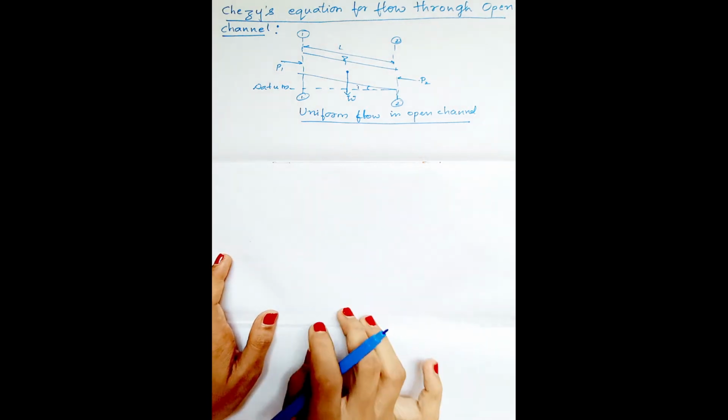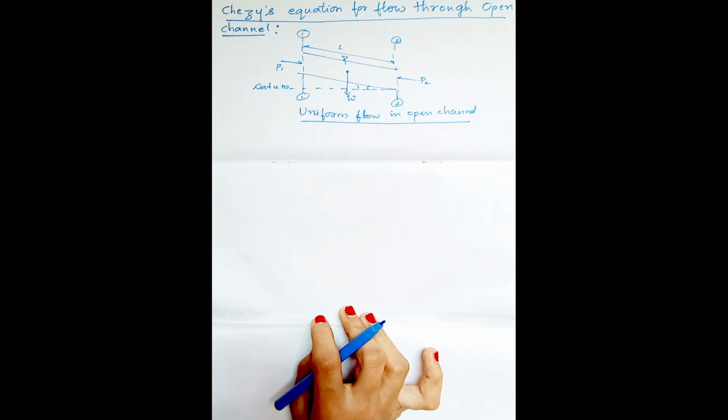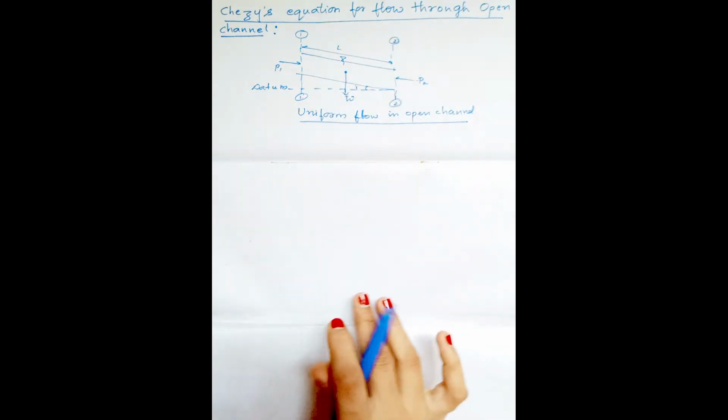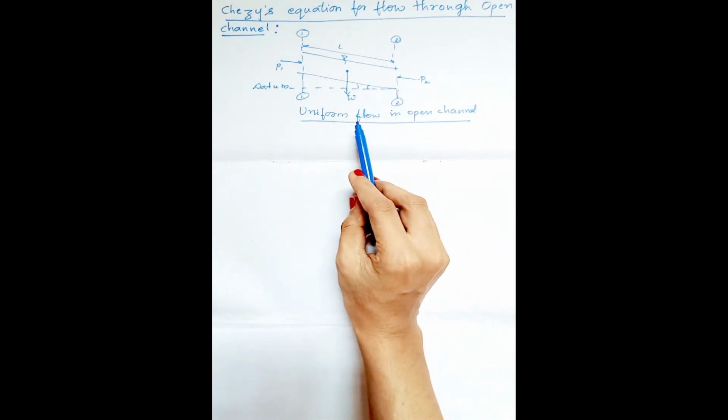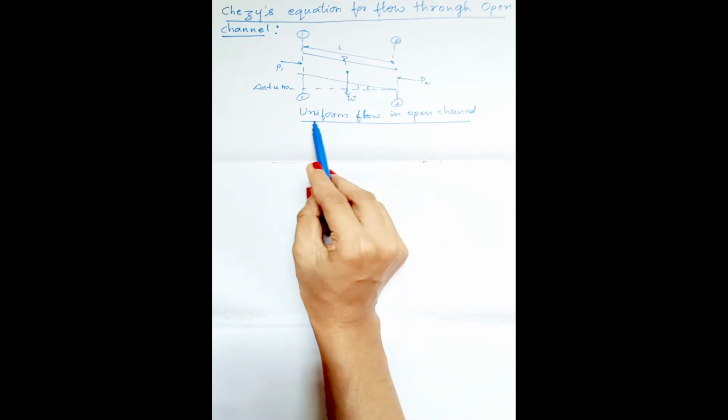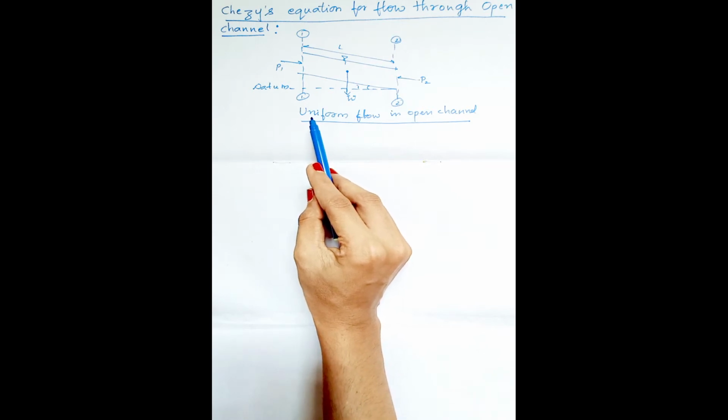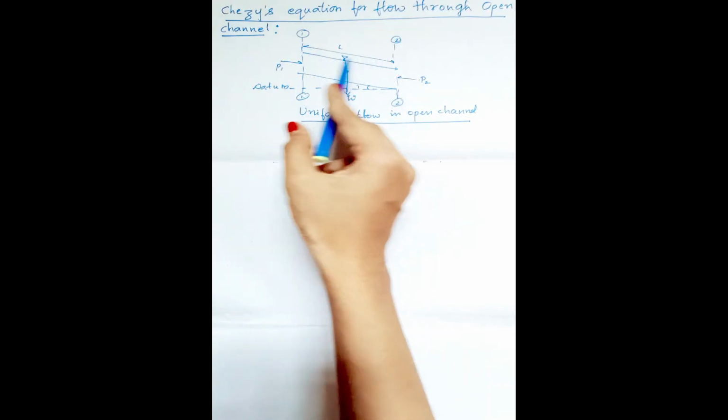Today we are discussing module 2, that is open channel flow, and in this class we are discussing the Chezy equation for flow through open channel. To derive the Chezy equation, we have considered a uniform flow of water in a channel as you see in the figure, and as the flow is assumed to be uniform, the velocity, depth and area of flow will be constant for a given length of the channel.